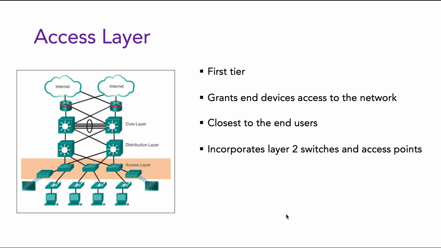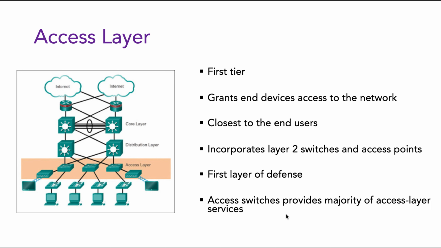Access layer provides the intelligent demarcation point between the network infrastructure and the computing devices that leverage the infrastructure. It is the first layer of defense in the network security architecture and the first point of negotiation between end devices and the network infrastructure. When looking at the overall campus design, the access switches provide the majority of these access layer services and are a key element in enabling multiple campus services.